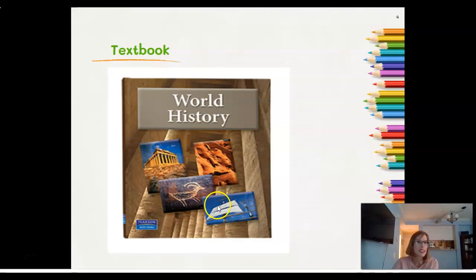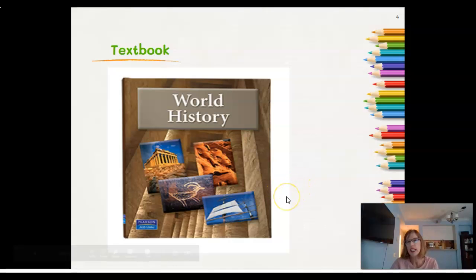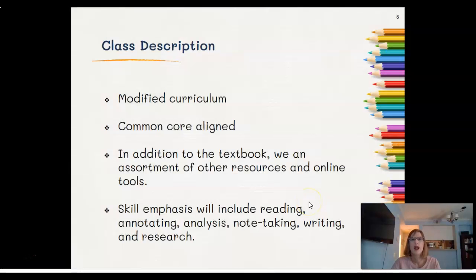This is the correct textbook, so I hope your child picked it up. If not, you can always reach out to me and I can get in contact with the textbook counselor. So this is the correct world history book. A description, again, the class is modified, so that's why it does not meet the A through G requirements. It doesn't have the rigor of a college prep class. It is Common Core aligned. I do follow the Common Core.